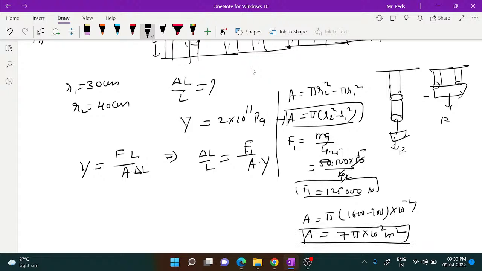So you got F and A, and Y is given. If you substitute here, delta L by L, the compressional strain, is obtained after substituting everything: F in the numerator, A in the denominator, and Y is 10 to the power 11 in the denominator. On simplifying everything, you get 2.78 into 10 to the power minus 6. It is a ratio, so no unit. This will be the final answer we get. Okay. Thank you.